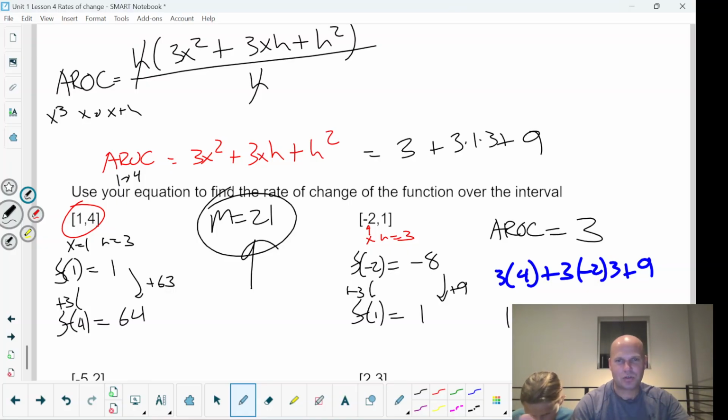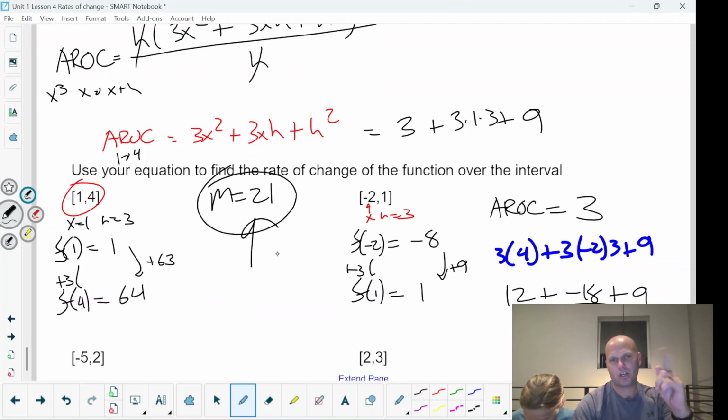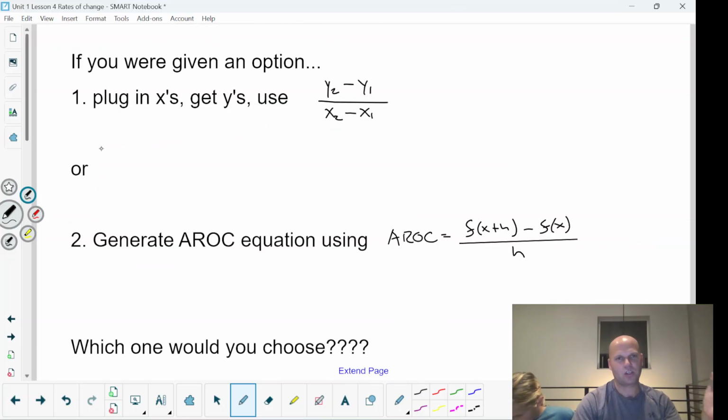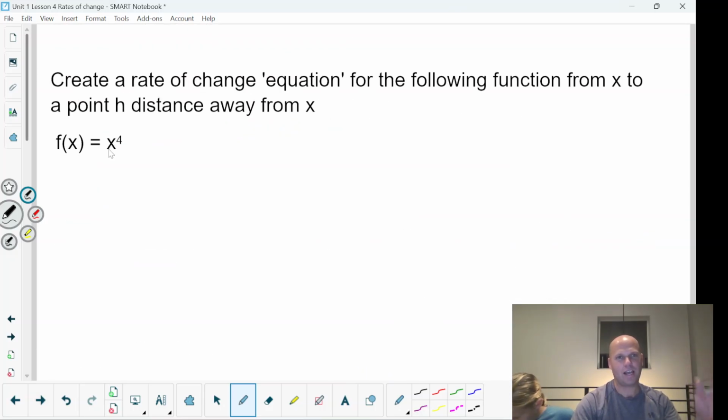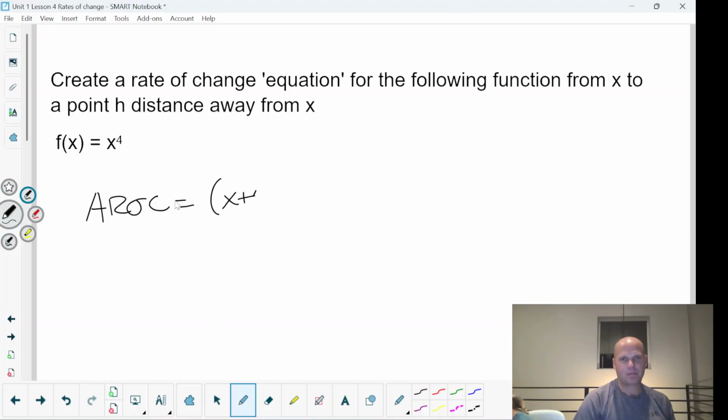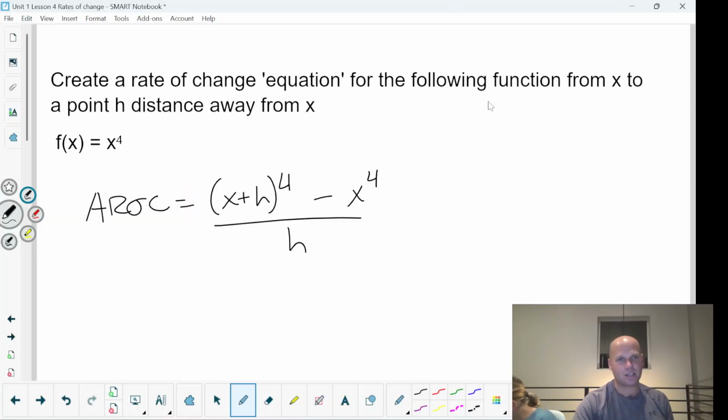Would I ask you to do this in the real world or for the AP test? No. But I want you to know that it's there. So, I'm just going to show this last time. If you look at x to the 4th, it's not fun, because you'll have x plus h to the 4th minus x to the 4th over h. Cool? I mean, that's easy to write down.